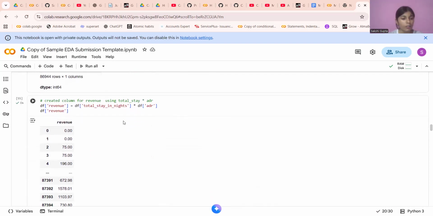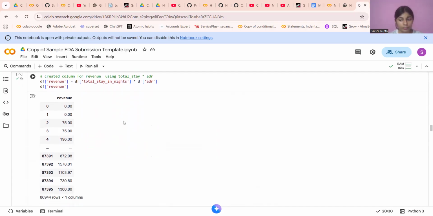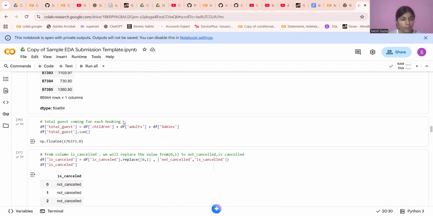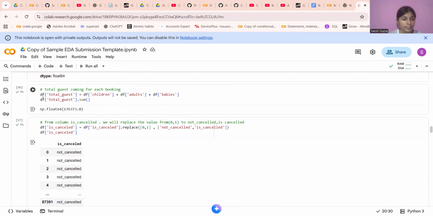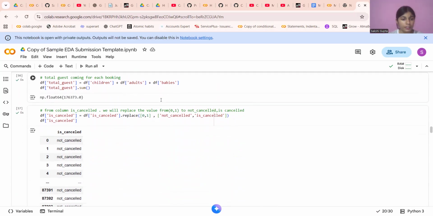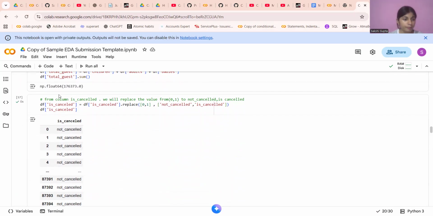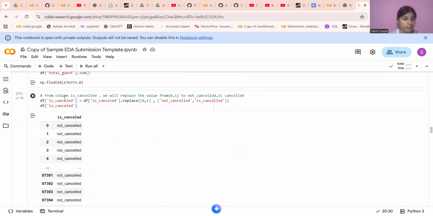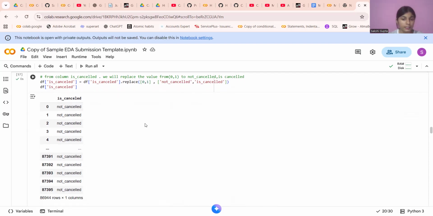Then I create the column of revenue using the total stay and total guests coming for each booking. That is df total guest equal to df children plus df adult plus df babies, df total guest dot sum. Then it came as float64, 176330. From the column is cancelled, we will replace the values from 0, 1 to not cancelled, cancelled.